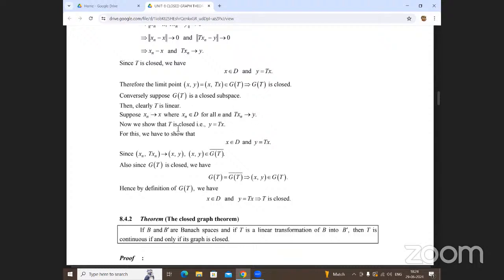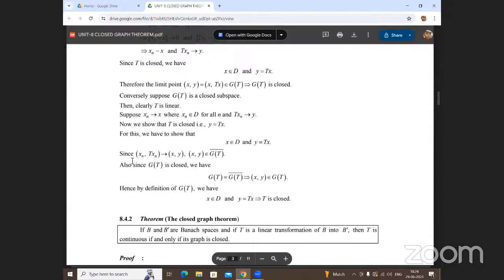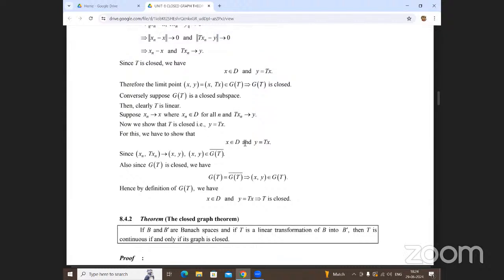We now show that the transformation is closed. Closed means y equals Tx. We have to show that x, being any one element, also belongs to the domain, which is a subspace of capital B. What is the meaning of y? y equals the transformation of the point, y equals Tx.